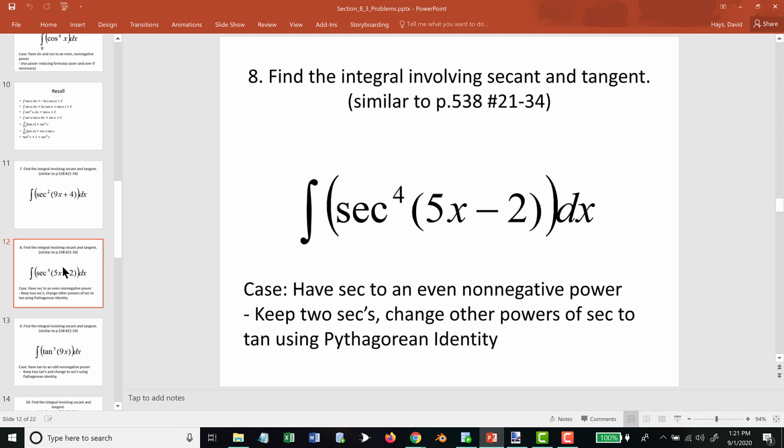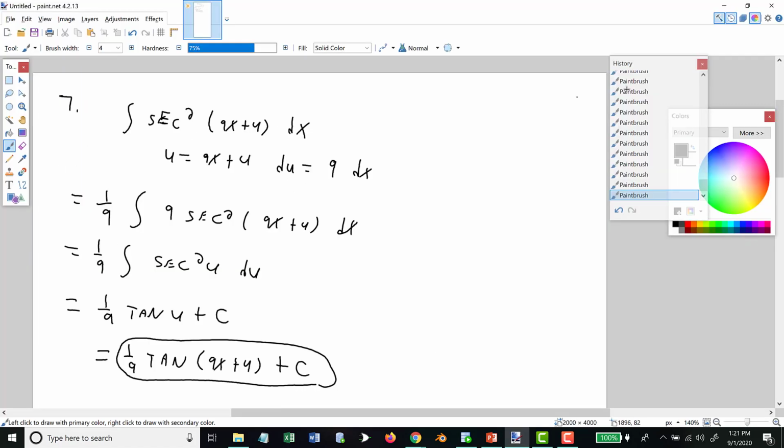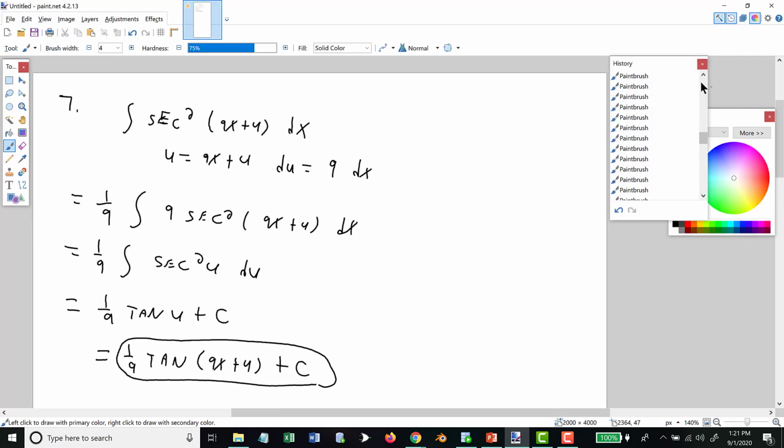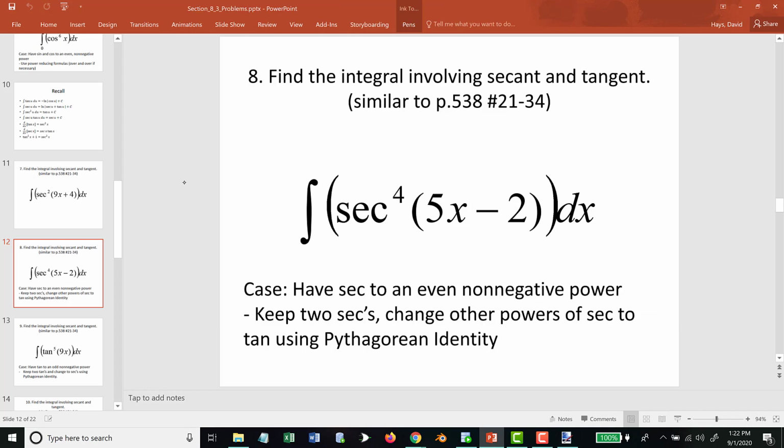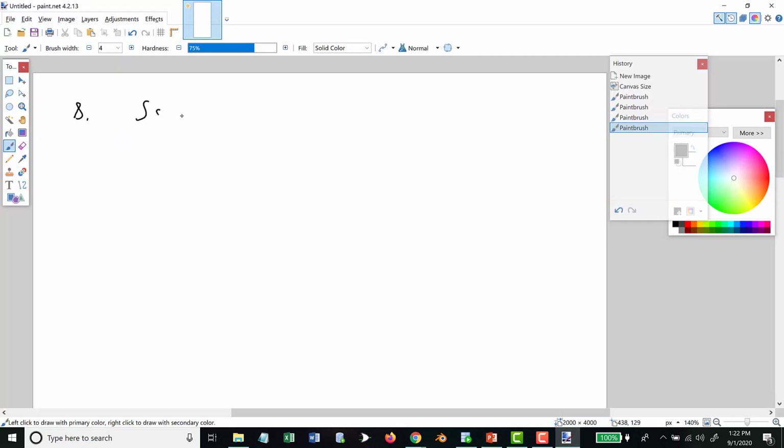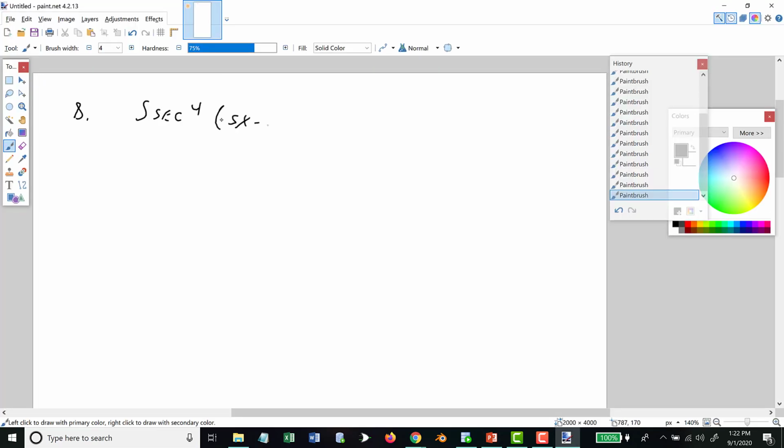And I'll put the note underneath to help us figure out what to do in this problem. They got a little bit longer version of that in the book. Okay, so I got secant to the 4th, 5x minus 2, dx.